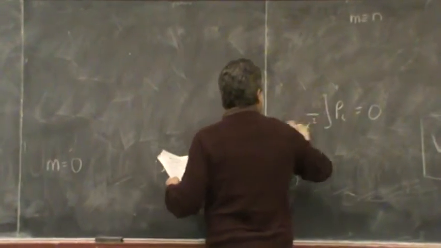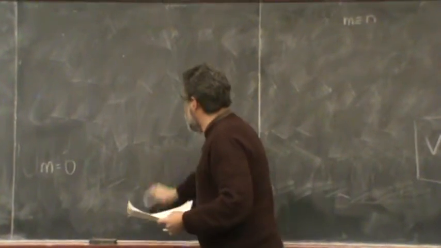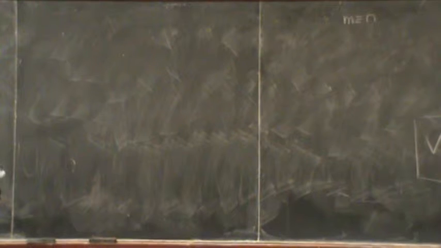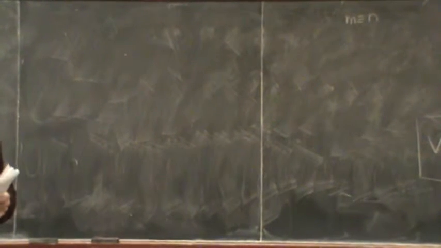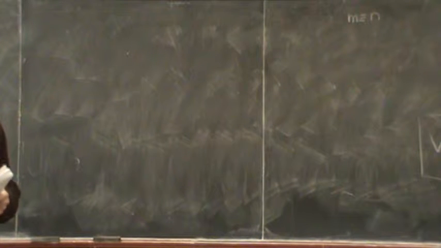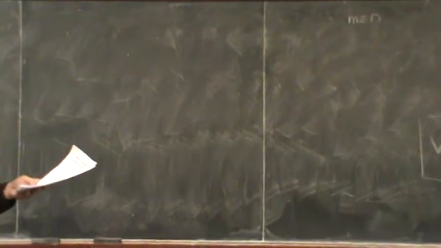The generating functions and the definitions for the P sub L's can be found in Schaum's, possibly in the back of this textbook, Ohanian, I'm not sure, but probably in a differential equations text as well.